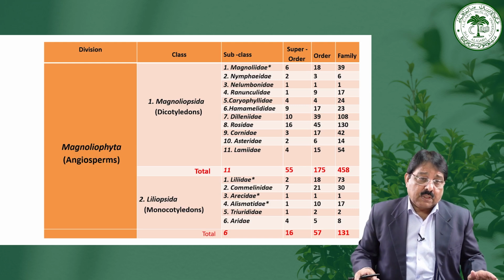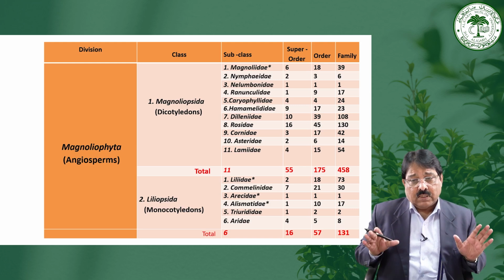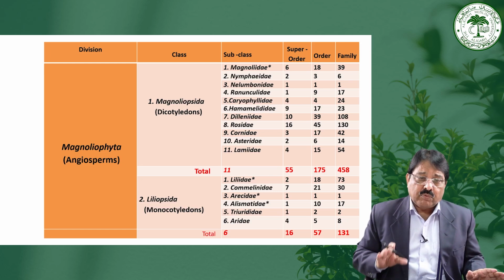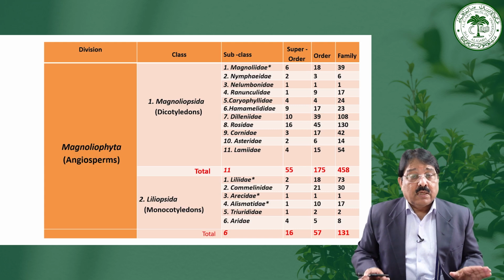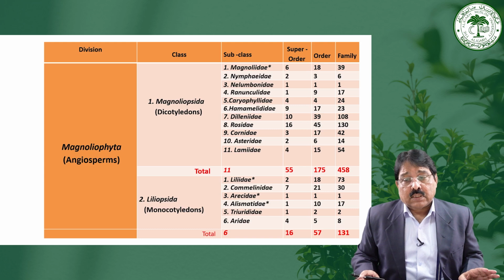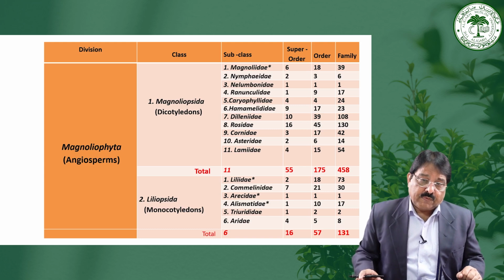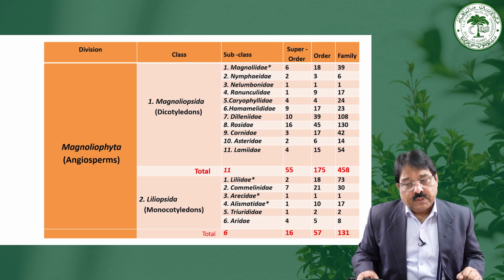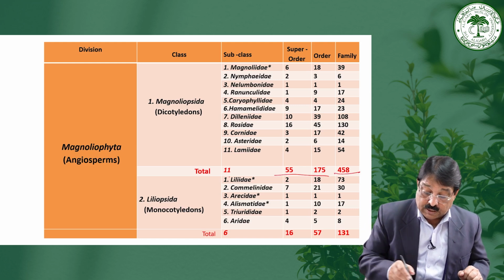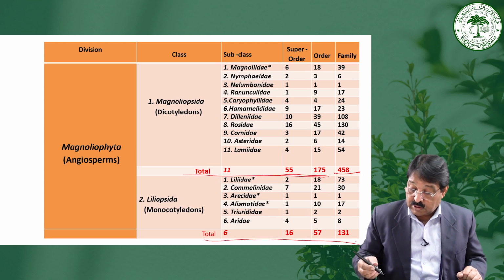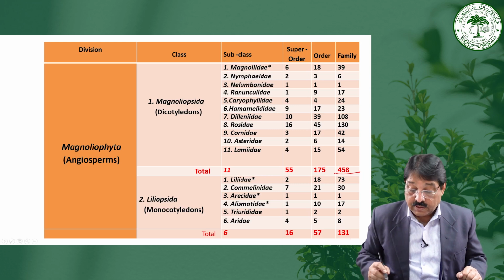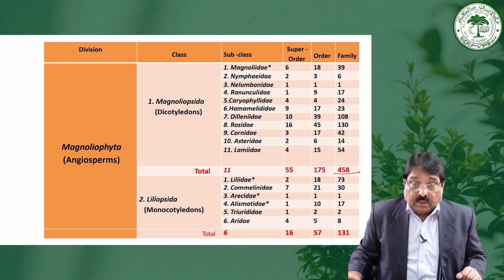So we were talking about the statistical synopsis. Whenever there is a question on the statistical synopsis, you have to write only the number of classes, number of subclasses, then the superorders, then the orders, then the number of families. Either it is from the dicot or the monocot, whatever it is, you have to write the total number over there. So this data indicates the total number. In a statistical synopsis, you may write this data.